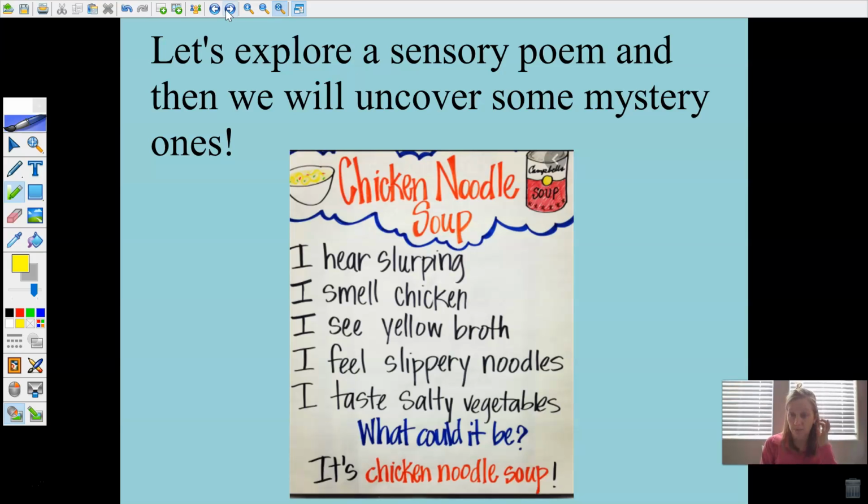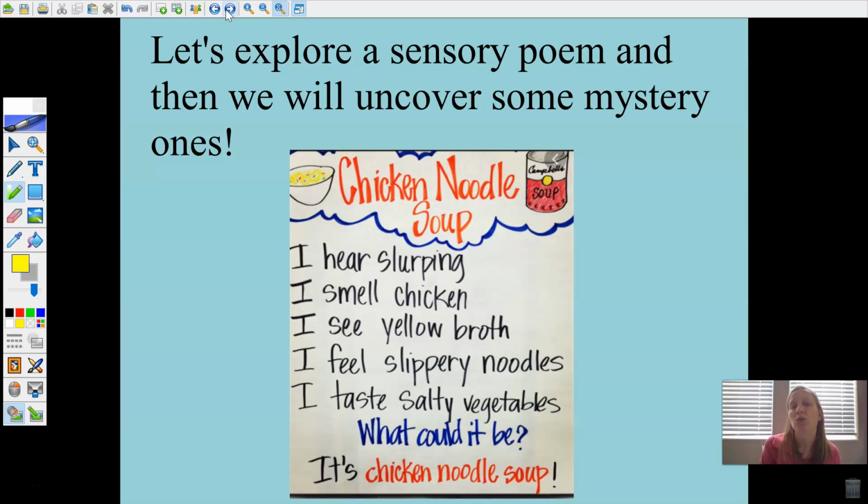So now, what I want you to do on the next slide, we're going to listen to a sensory poem. After we hear this first sensory poem, I'm going to have you pause and there's going to be a matching game for you. You are going to match sensory words with the picture it goes with. Okay? So let's explore this sensory poem. What is Miss Mitchell talking about? What is a sensory poem? And then we're going to uncover some mystery ones together.